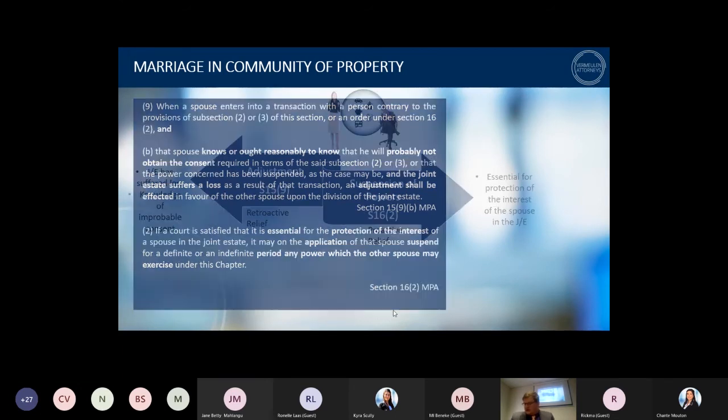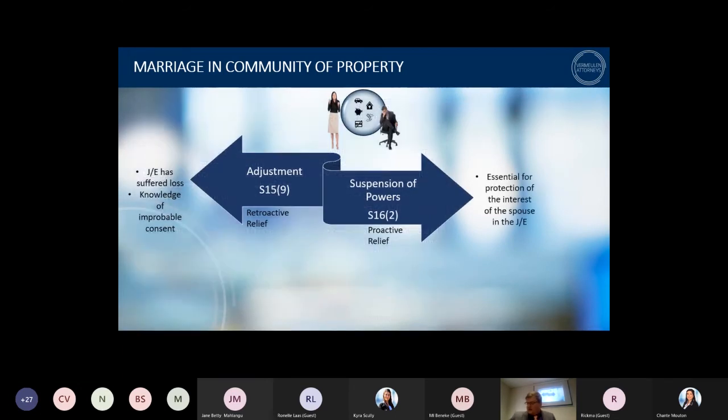So remember, our adjustment over here is our retroactive relief. In other words, the horse has already bolted. Die koel is deur die kerk. What will be, will be. And all of those other lovely platitudes.